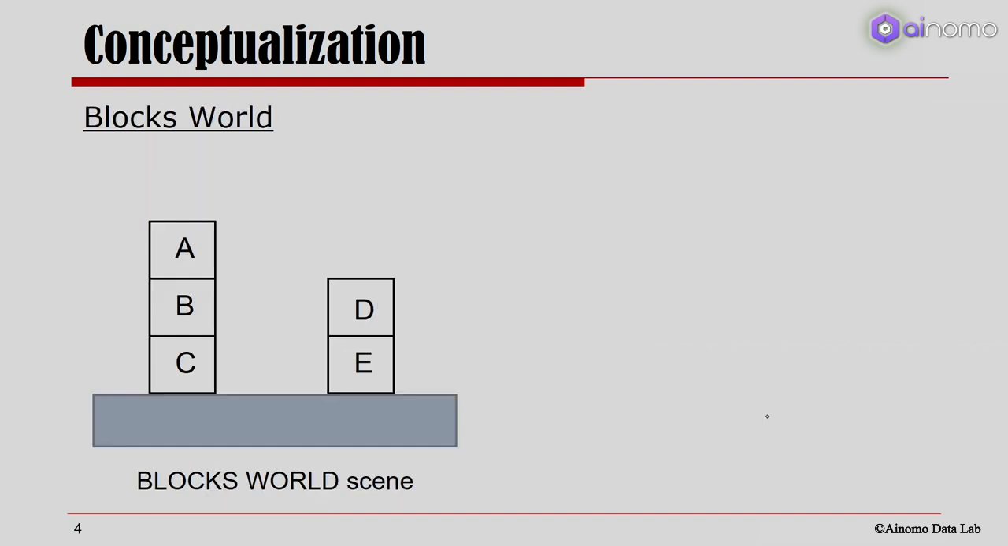Let us look at a very simple toy conceptualization of the world, which is referred to as the blocks world. We have 5 blocks on a table, and here is the blocks world scene. Now one needs to realize that not all knowledge representation tasks require that we consider all the objects in the world. In this example, we will consider the objects A, B, C, D and E, which are the blocks, but we will not consider the table as an object for this illustration.